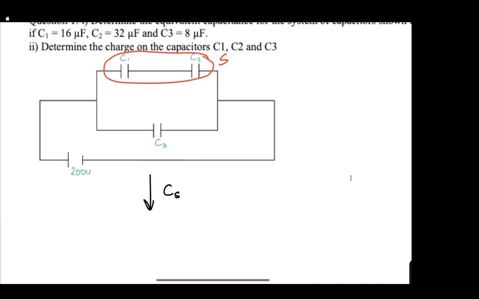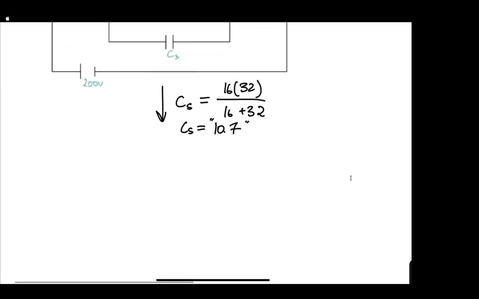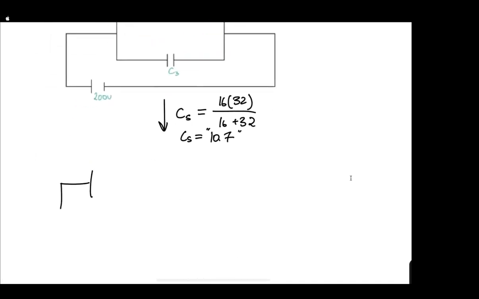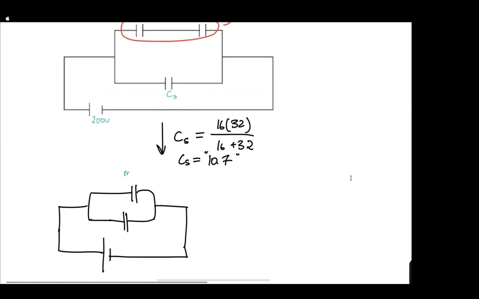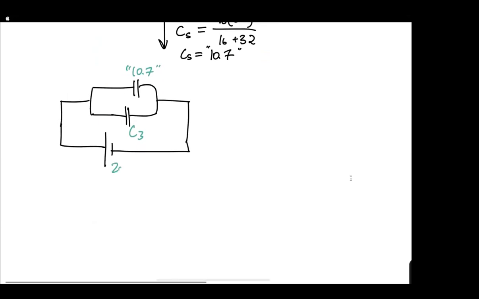CS is equal to 16 times 32 divided by 16 plus 32. That CS comes out to be equal to 10.7. Okay, and I like to put it in quotes, microfarads, right? And then if we redraw this, up here I'm going to do this 10.7. Down here we have C3, here at 200.